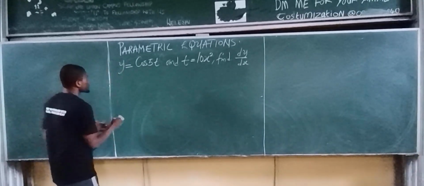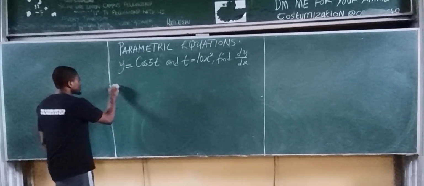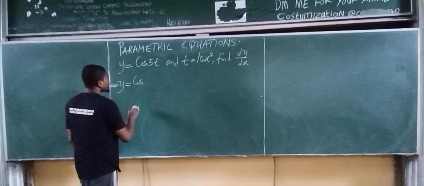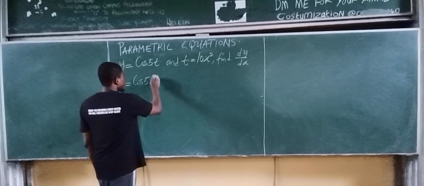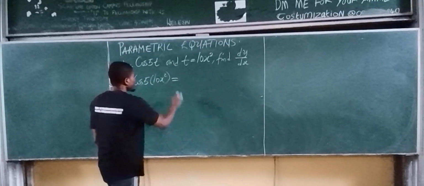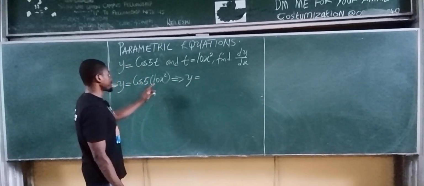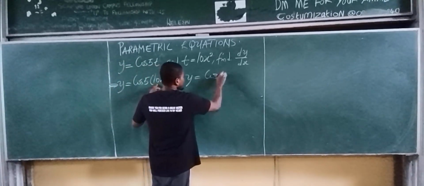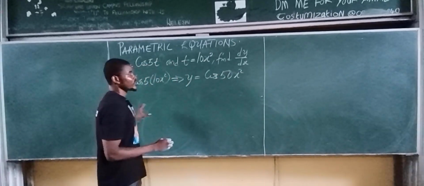All right. So if I simply put in the value of t as 10x squared, this simply becomes y is equal to cos 5 in place of t. t is now 10x squared. So this is now simply saying y itself is now equal to, of course, 5 times 10 is 50. So I'll simply have cos 50x squared. So from here now, y is a direct function of x.